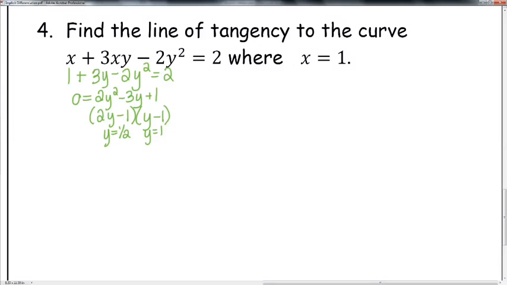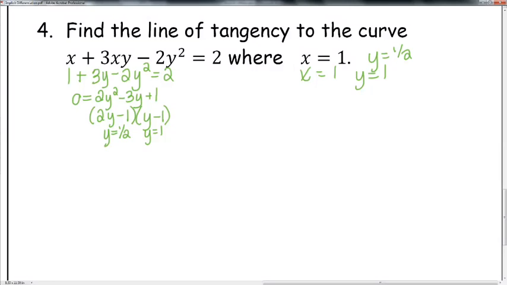So that means I'm going to have two tangent lines. When x is 1, I have two y coordinates I need to be aware of. I need to be aware of where x is 1 and y is a half, and the other one where x is 1 and y is equal to 1. So I'm going to have two tangent lines, meaning I'm also going to have two slopes.